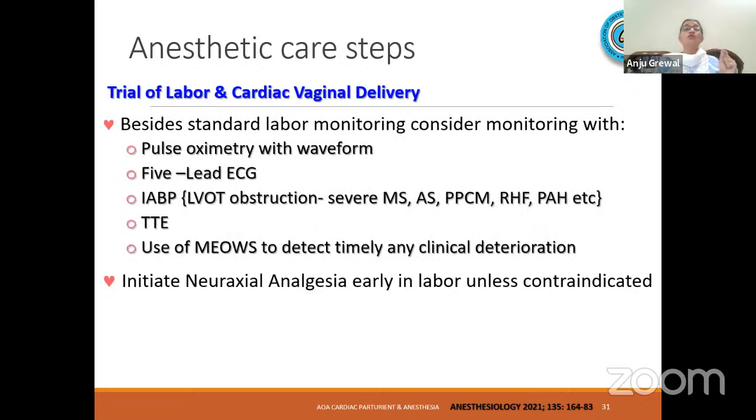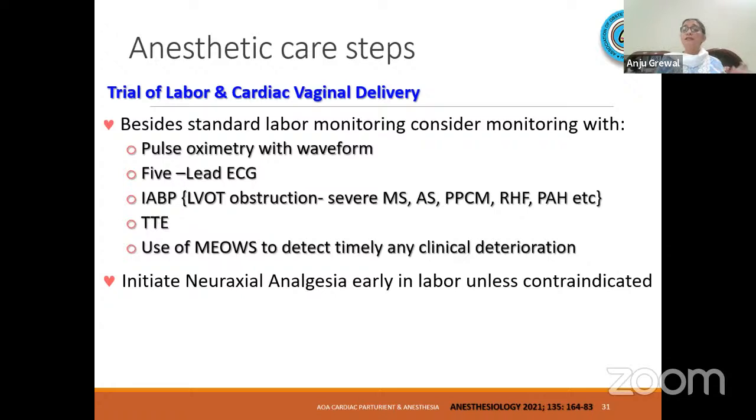What is very important is to institute monitoring. Apart from the standard labor monitoring, you need to have 2 pulse oximeters. One pulse oximeter is separate and placed on the mother's finger, which also has a waveform. The waveform will tell you whether the artifacts that you see on ECG are actual artifacts or some other genuine arrhythmia, or maybe a loss of pulseless electrical activity occurring. So we need a pulse oximeter with a waveform, and another pulse oximeter can be incorporated as part of the tocodynamometer that the obstetricians use.